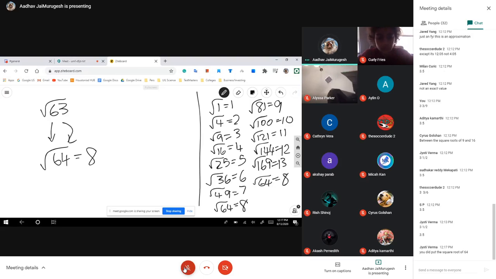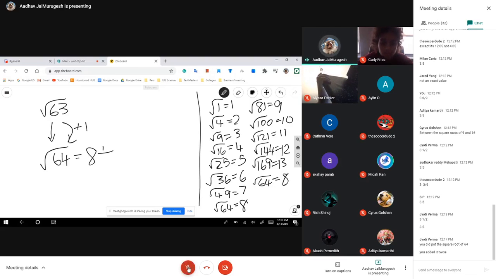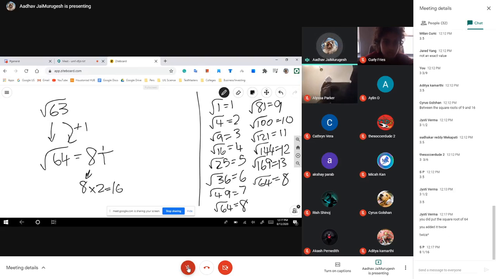And then what they do is take the difference between 63 and 64, which is going to be plus 1, so it's going to be 1 over here, and then take this number times 8 times 2, which is going to be 16, and add a 16 over here. So that's the answer, right?